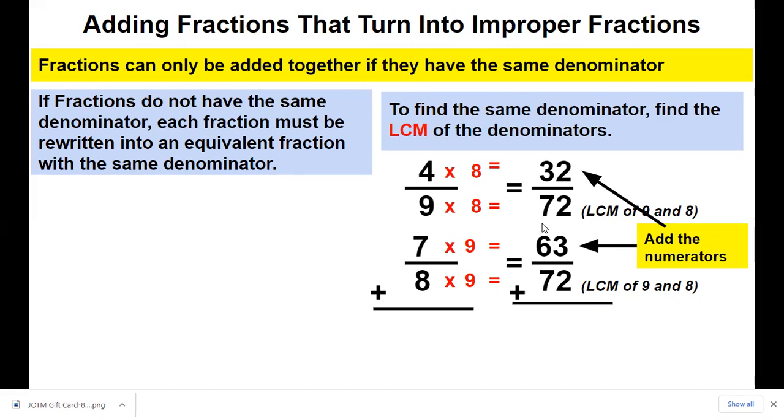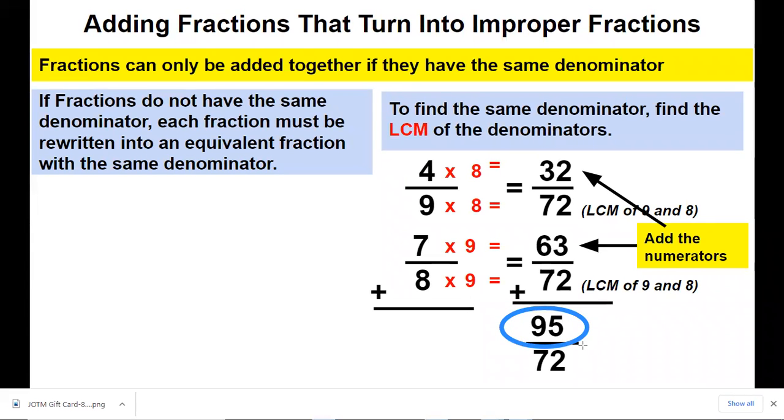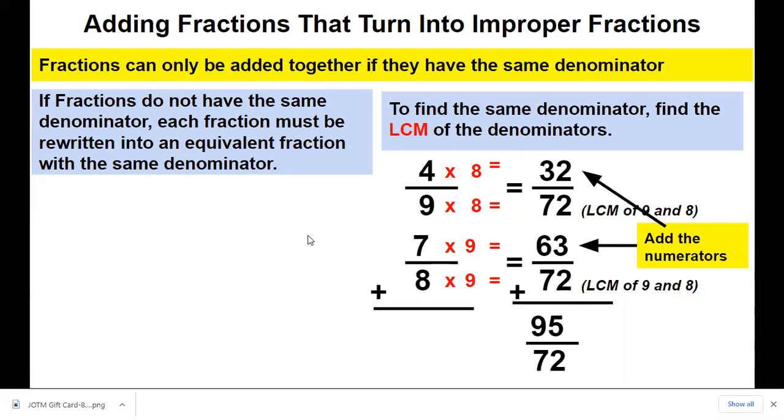So we add 3 plus 2 is going to give us 5, and 6 plus 3 is going to give us 9. 95 over 72. Remember, the bottom number stays a 72. Notice how I now have an improper fraction because 95 is bigger than 72. I can't leave my answer like that.